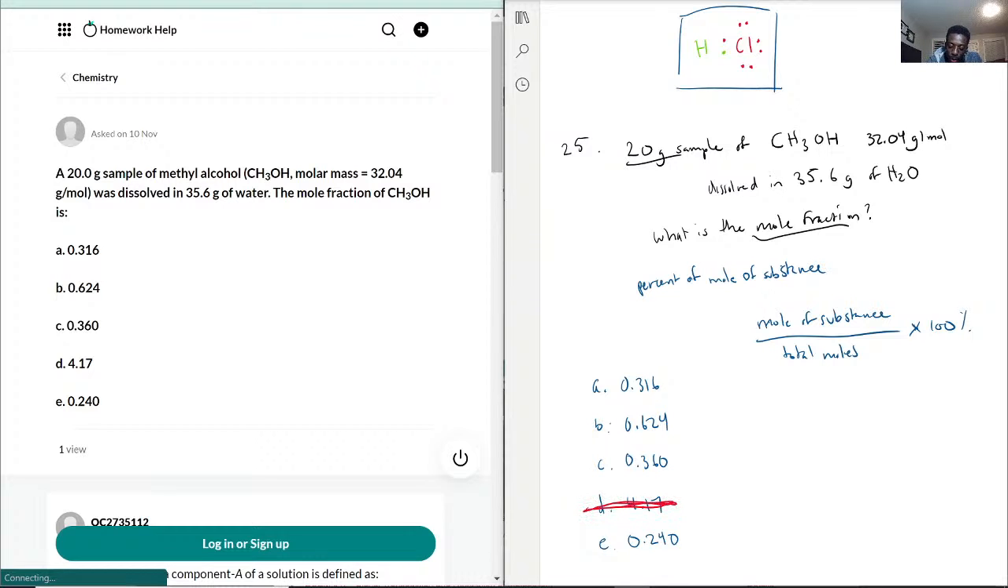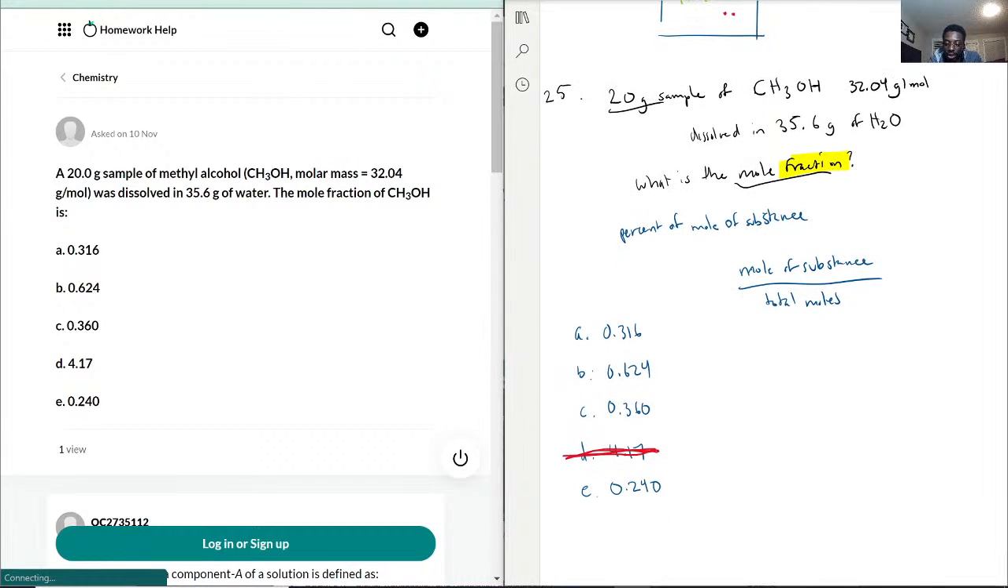Why? Because D is 4.17. In fact, let me fix the formula to make more sense. They're not even doing times 100 to find a percentage. They're just getting the fraction itself, hence why it says fraction. For some reason, I always jump right to finding percentage. But the biggest number the fraction can be is 1, meaning that all of your substance makes up the total mass. So having anything greater than 1 is automatically not going to be the answer.